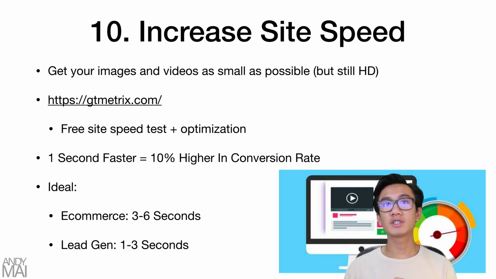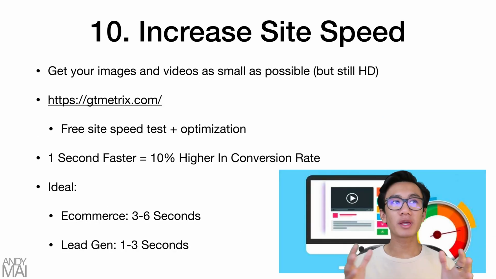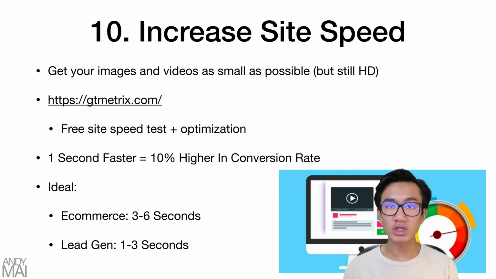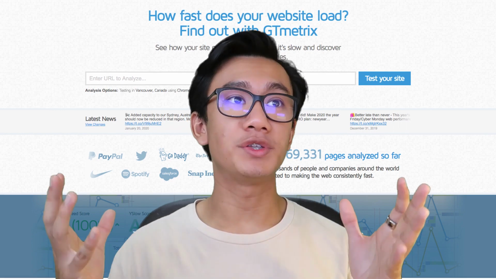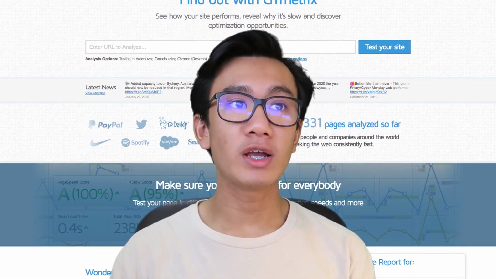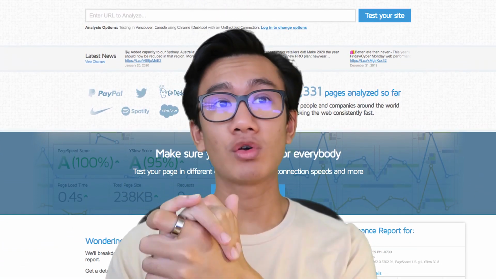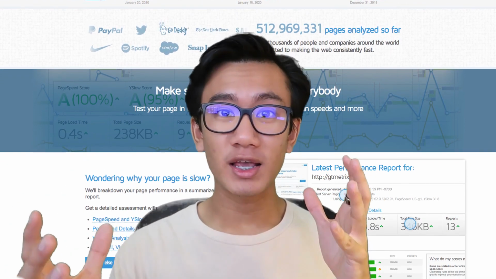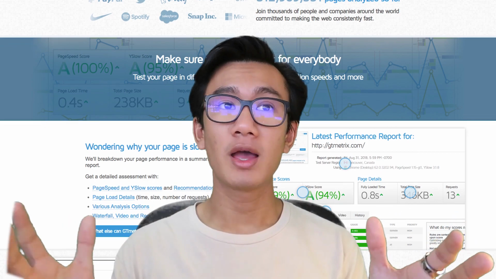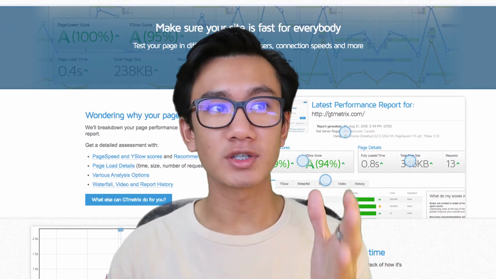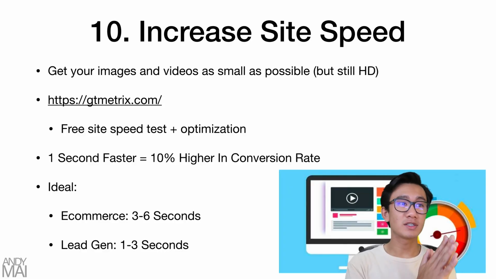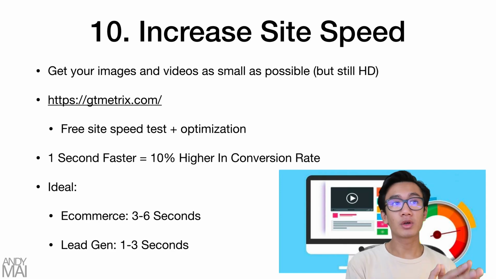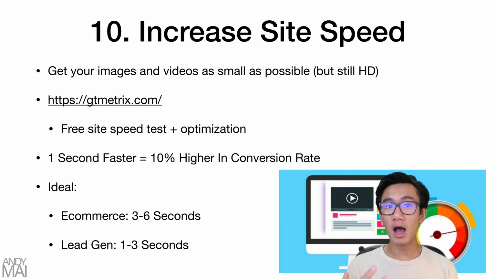10. Increase site speed, also very important. You want to get your images and videos as small as possible but still have them HD. And I highly recommend you guys use a free site called gtmetrix.com. It's a free site that gives you a speed test as well as an analysis on your site and shows you how to optimize it, tells you things that you're missing and why your site is slow, and it's just amazing for analyzing your site. Because I think there's a stat out there that says if your site is 1 second faster, you literally have up to a 10% higher conversion rate. That's a lot of money on the table.